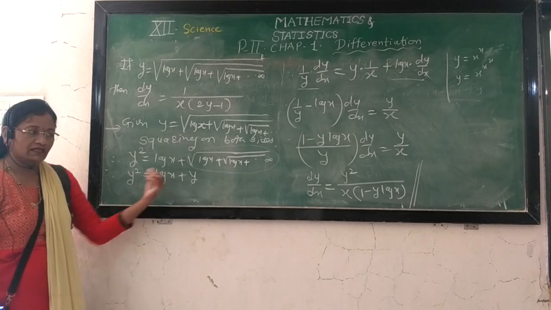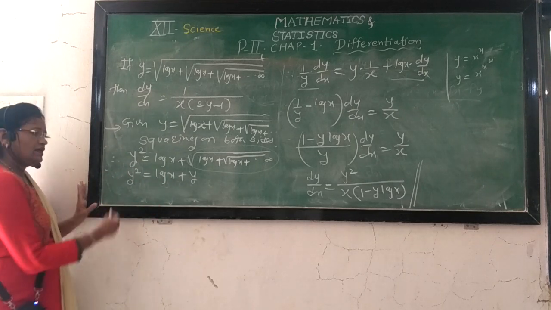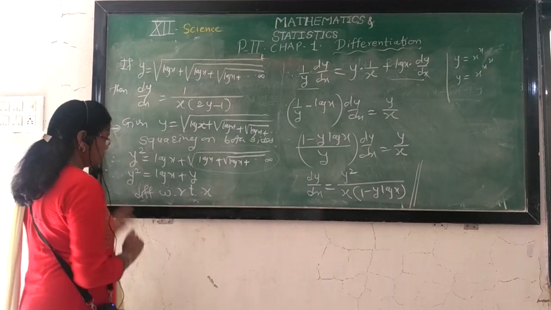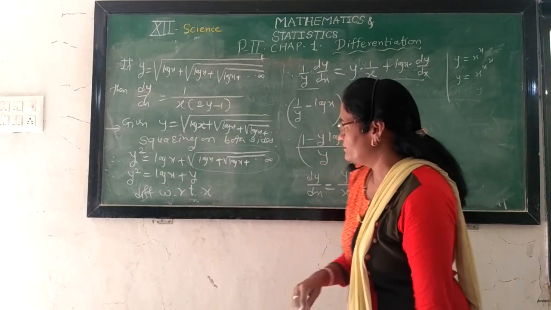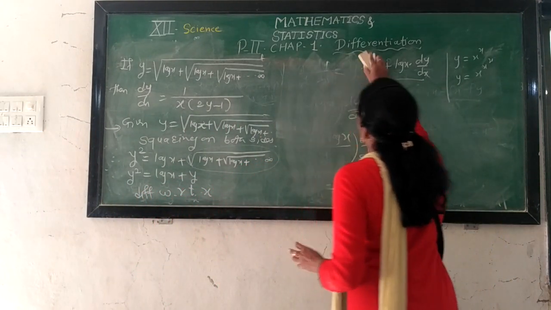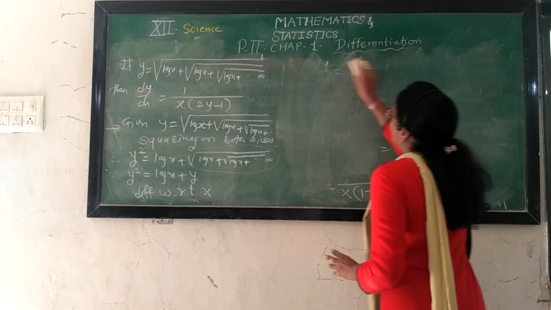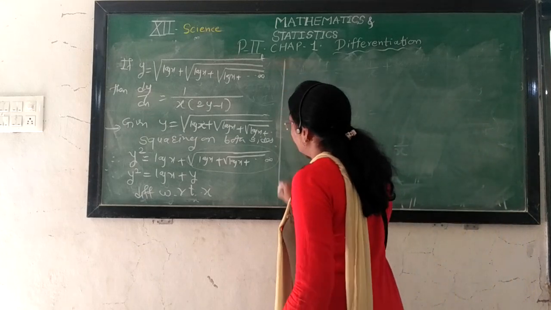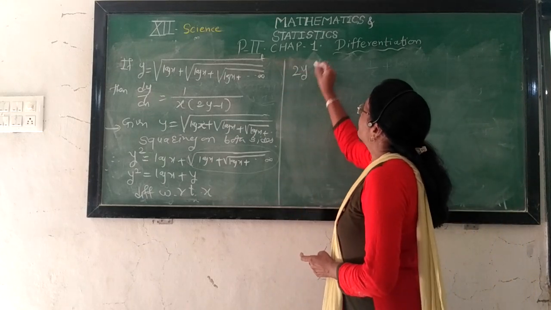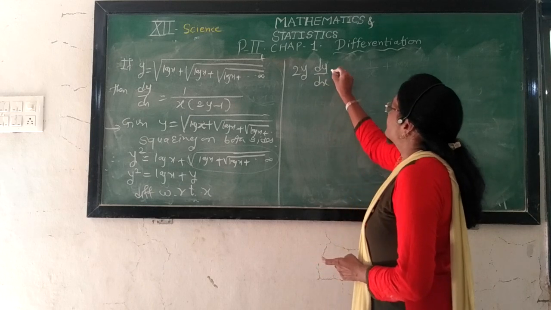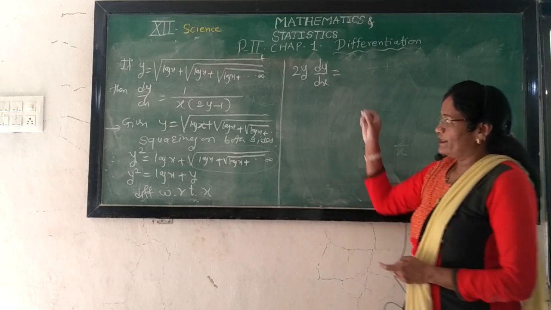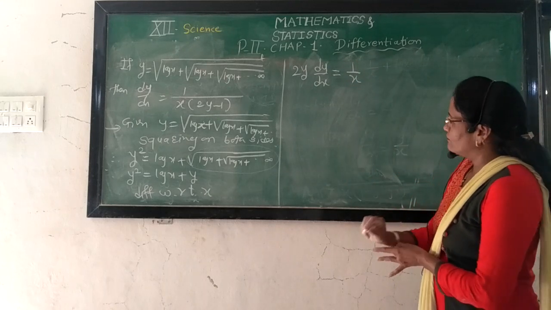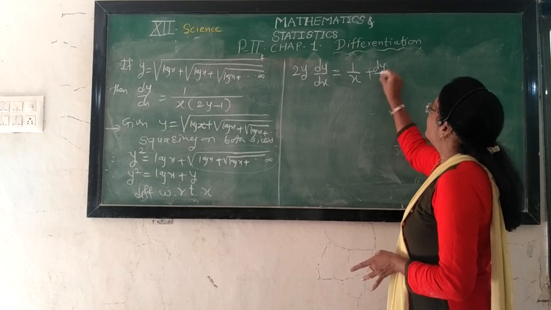You may take this part to the left side, take y common and differentiate, but at this stage you may directly differentiate on both sides with respect to x. So first we find the derivative of y square, and after this the derivative of log x plus y. The derivative of y square is 2y, and the derivative of y with respect to x is dy by dx. Now for the right side, the derivative of log x is 1 upon x, and the derivative of y is again dy by dx.